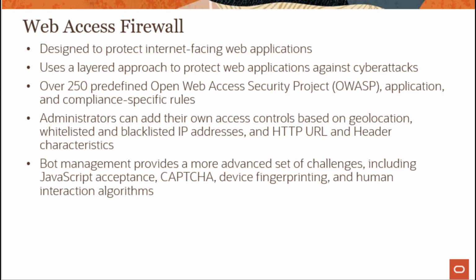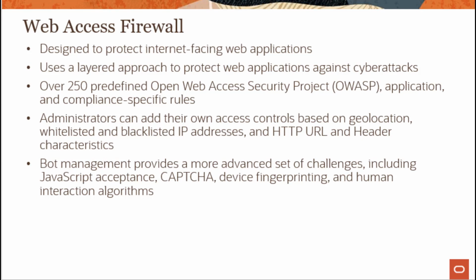Next, let's look at a web access firewall. A web access firewall is designed to protect internet-facing web applications. It protects against any type of cyber attacks. There are over 250 predefined rules that are configured by default. And a user can add their own access control. These access controls can be based on geolocation, whitelisted and blacklisted IP addresses, or HTTP URL and header characteristics.